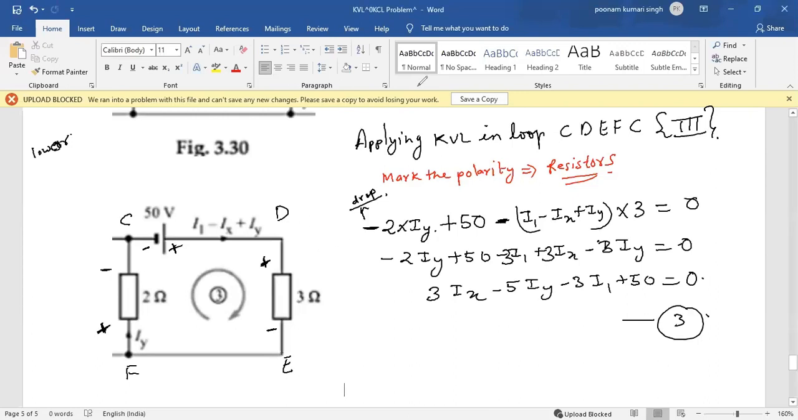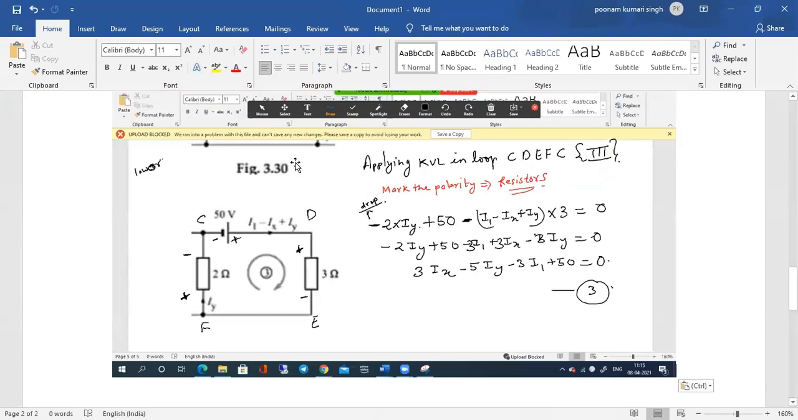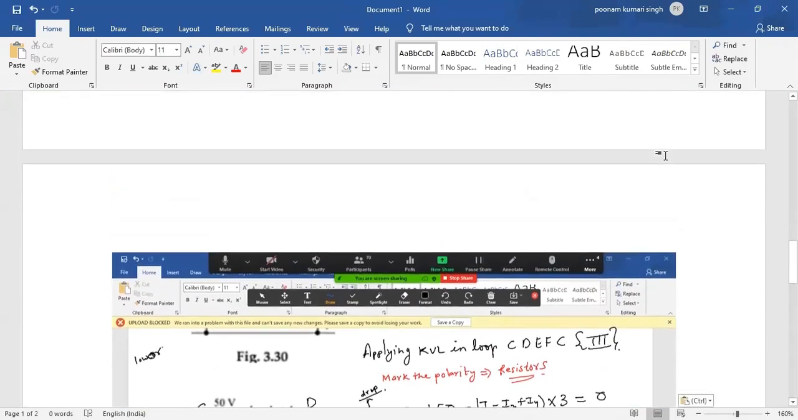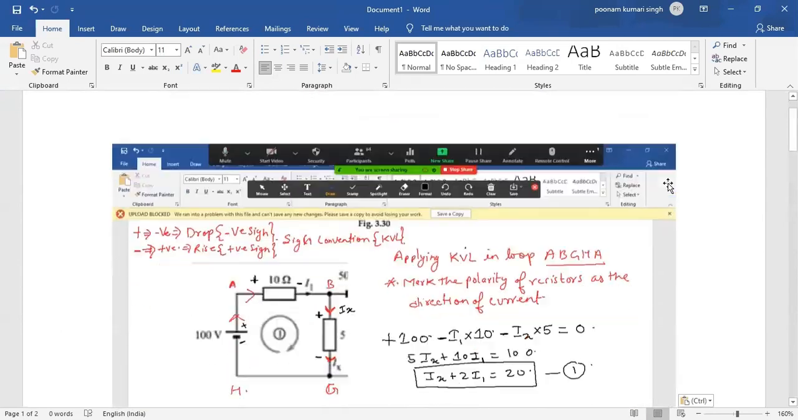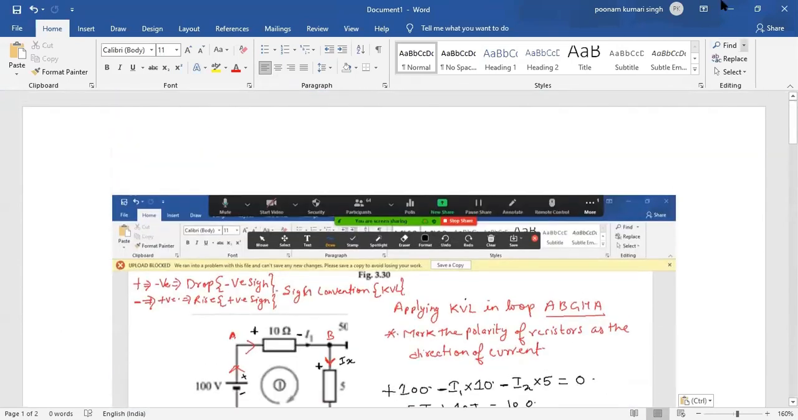Okay, so now based on this, we have three equations. I'll show you those all. Let me share this now. Okay, so we have this now.